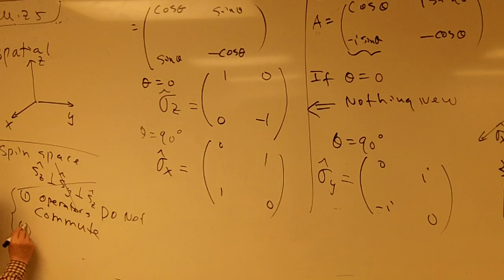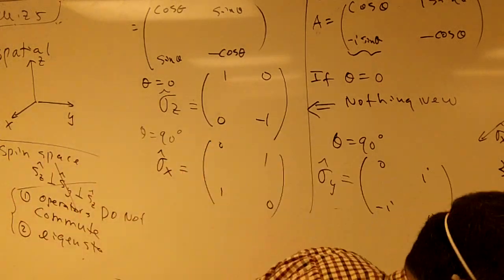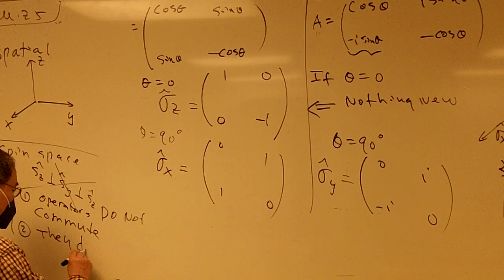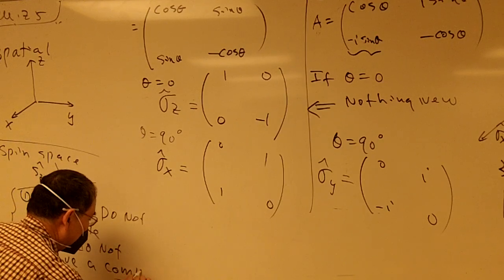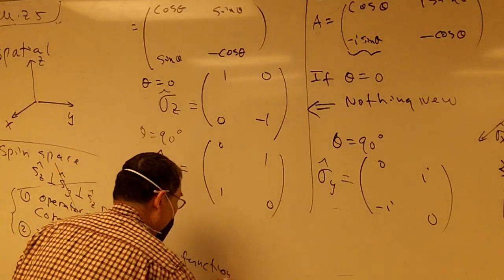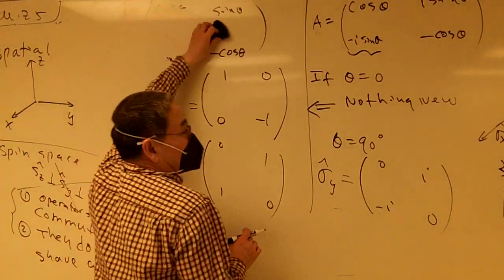The second reason is more important: the eigenstates, or eigenfunctions, I should say. They do not share a common eigenfunction. If they do not share a common eigenfunction, there's no way you can put them perpendicular to each other. So this was a challenge. Whenever we are dealing with spin space, it will be entirely different. Okay, I think that's all that I have.